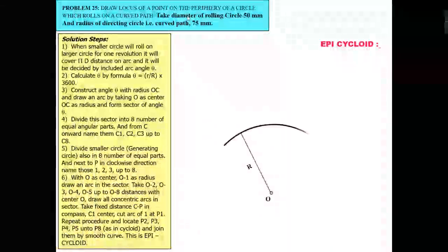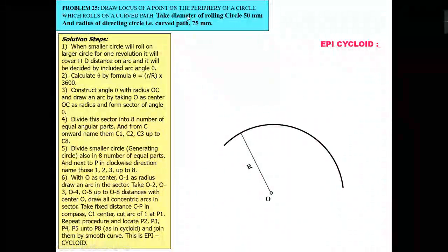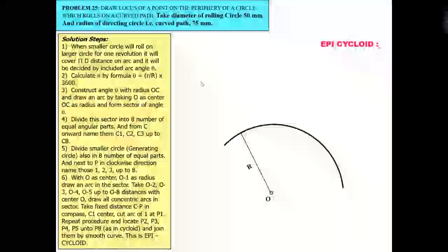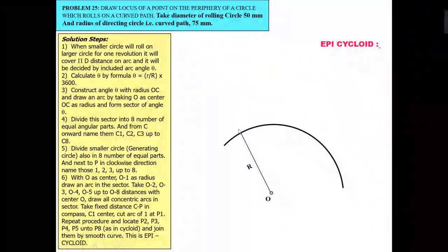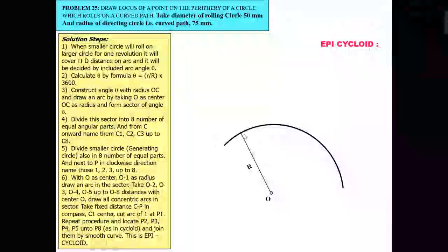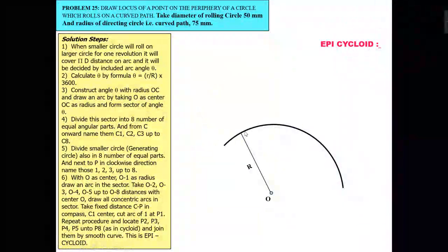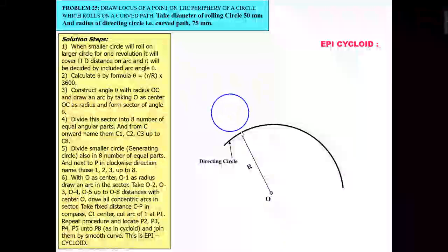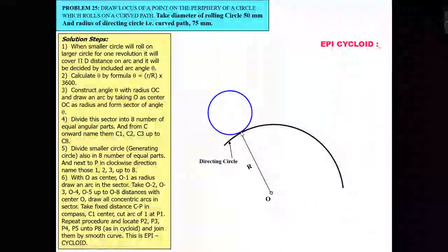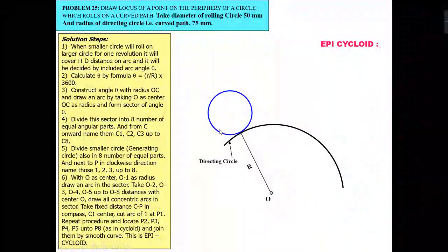Take the diameter of the circle as 50 mm, and the radius of the directing circle on which the circle will move is 75 mm. So first I will draw an arc, taking the radius of the directing circle as 75 mm. After that, I will put this circle that has a diameter of 50 mm. So this is your circle.